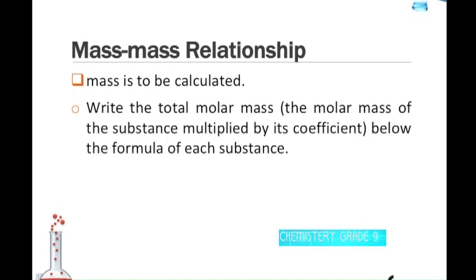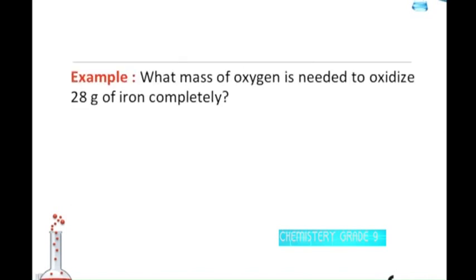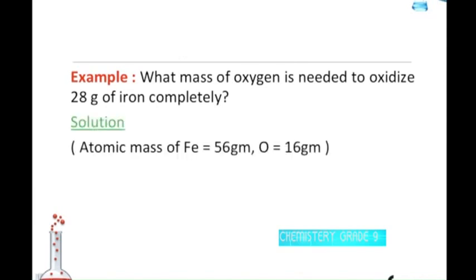Then we write the total molar mass, the molar mass of the substance multiplied by its coefficient, below the formula of each substance. Then we set up a proportion and solve for the unknown mass X. For example, what mass of oxygen is needed to oxidize 28 grams of iron completely? The atomic mass of iron is 56 grams, and oxygen is 16 grams.